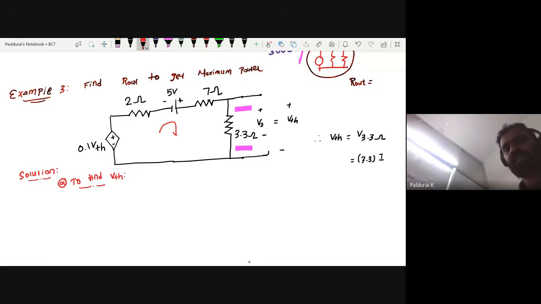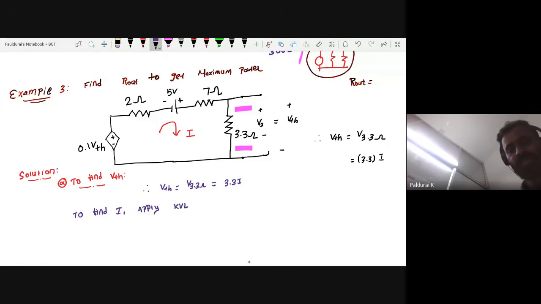I don't know the value of this I, so let me take some unknown current I, which we will find. Therefore, VTH equals the voltage across 3.3 ohm, which equals I times R, so 3.3 times I. Now to find I, apply KVL.